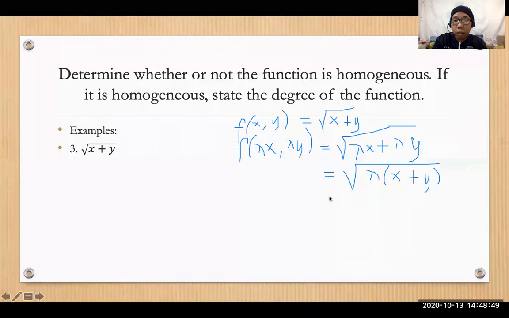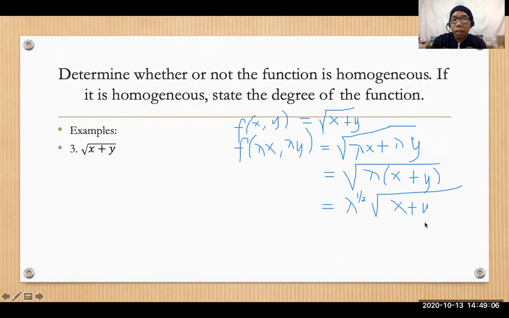Or you can actually take the square root, and the square root of lambda can be written as lambda raised to 1/2, right? Because square root means a power raised to 1/2. So times the square root of x plus y. This is the given function whose homogeneity we are to determine, and this lambda raised to 1/2 will determine the degree of the function. So we're able to factor out lambda. That's why this function is homogeneous, of degree 1/2.